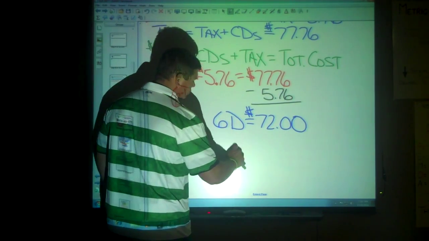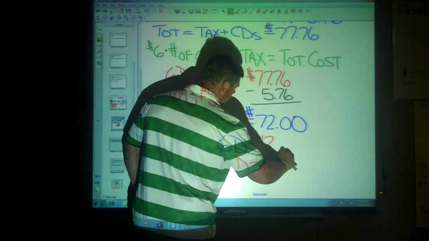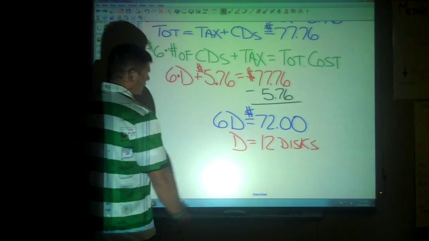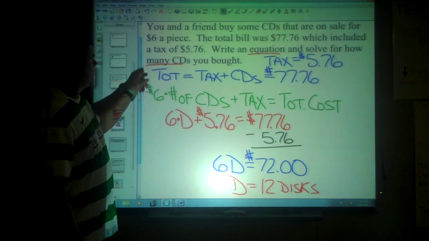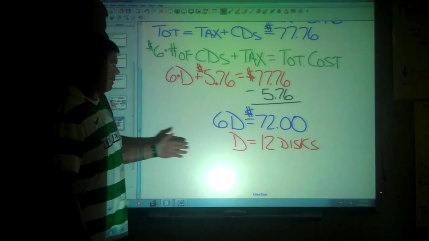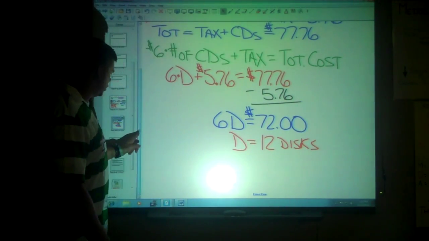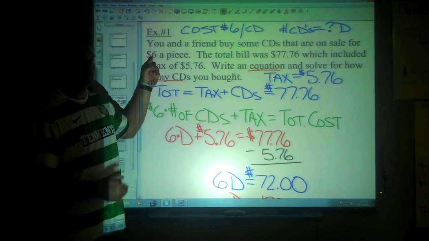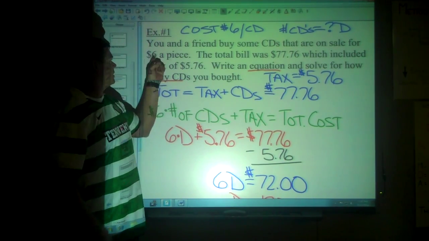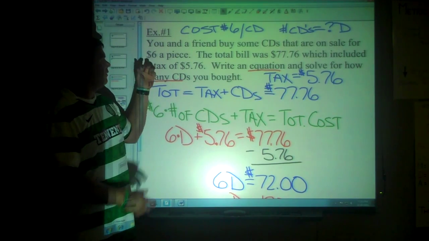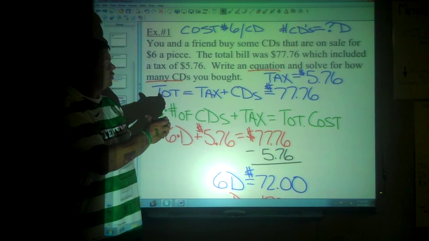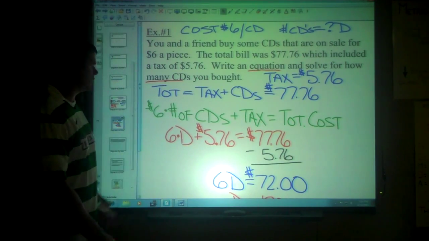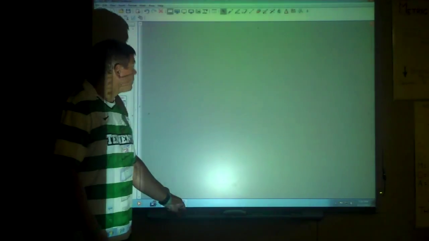We know there's 6. We bought 12 discs. I forgot that represents money. The question up here says, how many CDs did we buy? We bought 12 discs. Check it and make sure. If you actually buy 12 discs, 12 times 6, you can do as a 10 and a 2. 10 times 6 is 60, 2 times 6 is 12. 60 and 12 add together to make $72. 72 plus a 5.76 will be $77.76. So that seems like a reasonable answer.